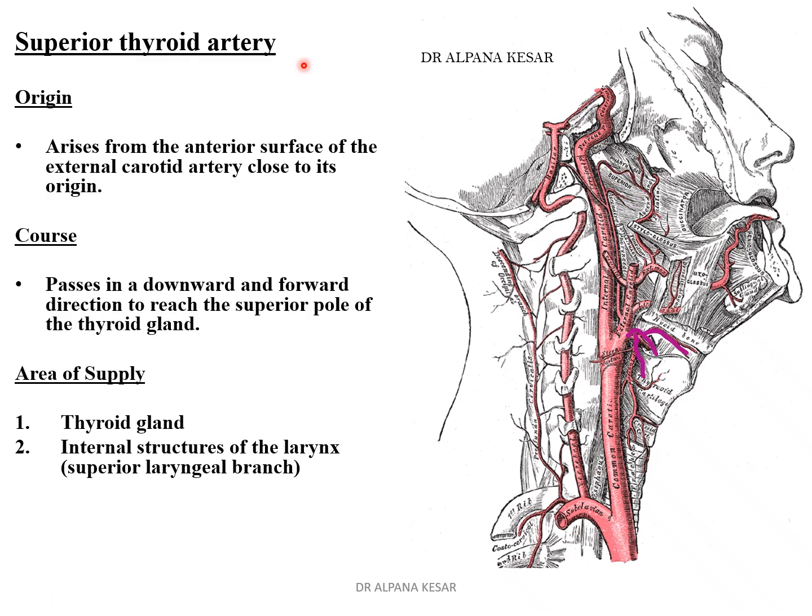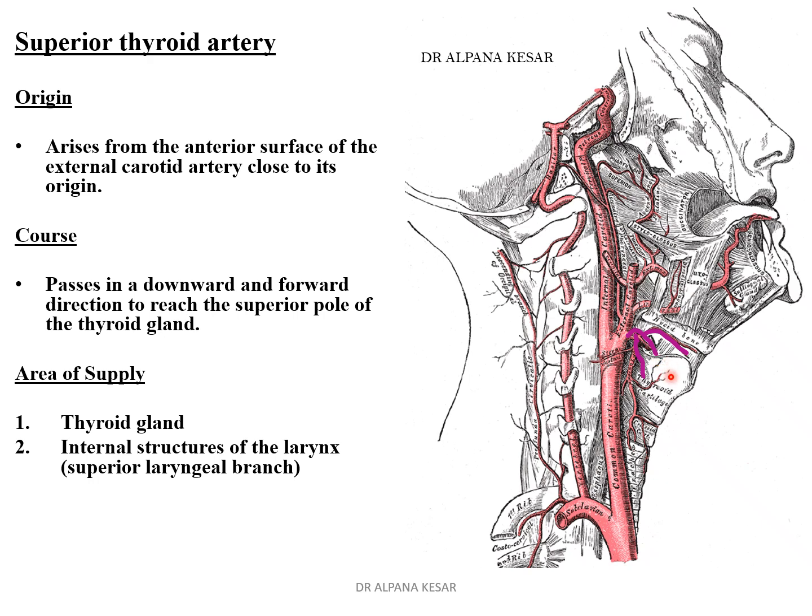Superior thyroid artery. This is the superior thyroid artery. The superior thyroid artery arises from the anterior border of the external carotid artery. It is the first branch from the anterior border of the external carotid artery and arises close to its origin. It passes downwards and forwards to reach the superior pole of the thyroid gland.